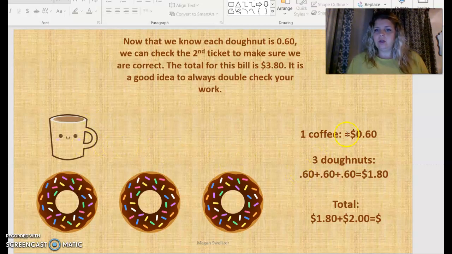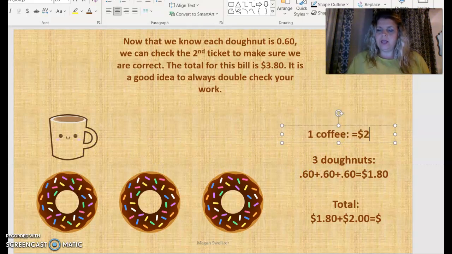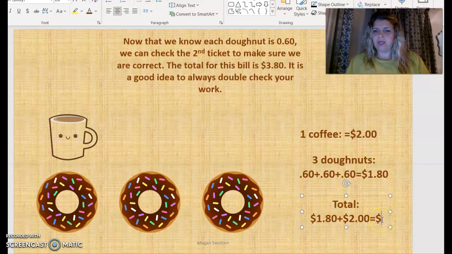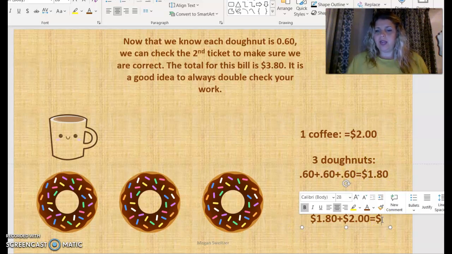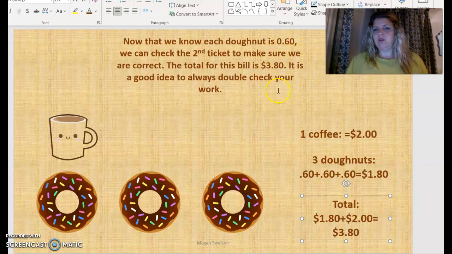So the coffee, actually this is a typo, sorry guys, is $2 for one because there's only one cup of coffee. Then the donuts are 60 cents a piece. So 60, 60, and 60, we come up with a total of $1.80. When you add up $1.80 plus $2, what is that? That's $3.80, which is exactly what the bill that we received. So that means that we have solved our problem.